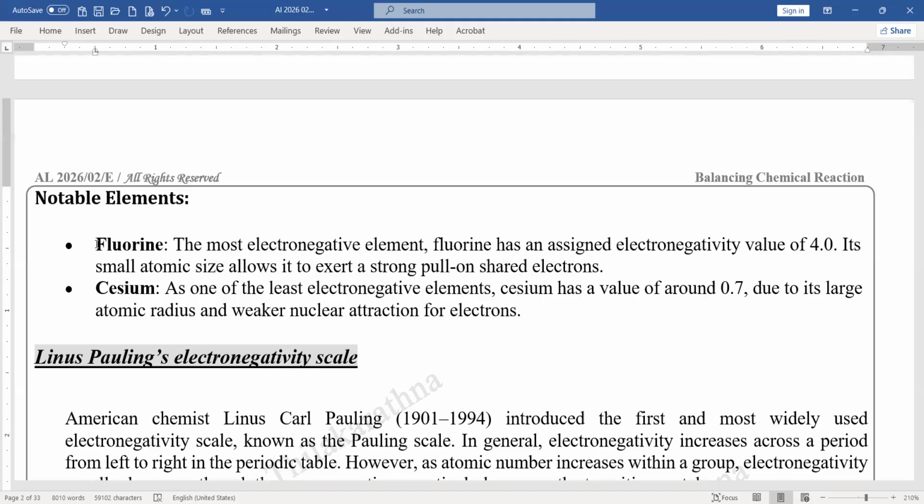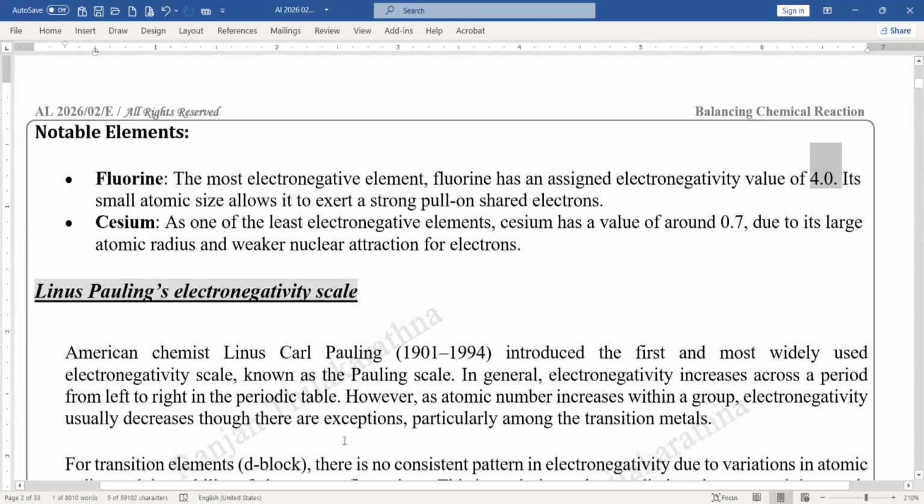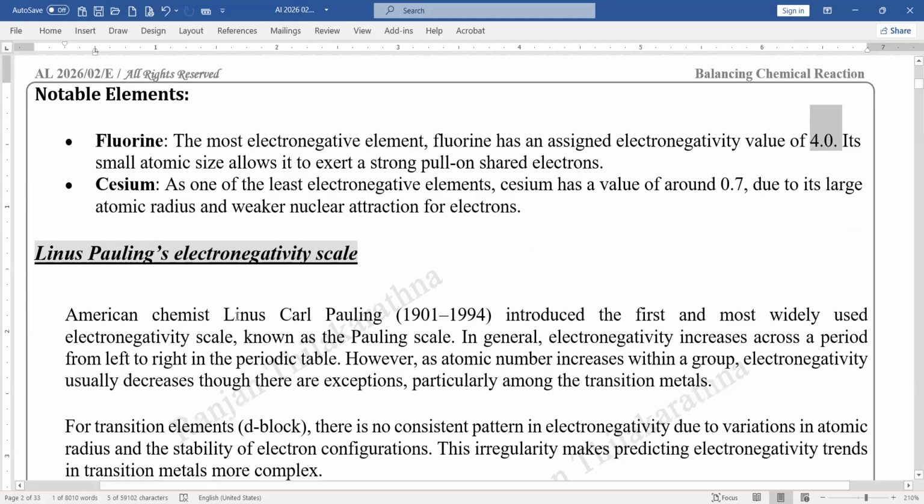Electronegativity is the attractive power of, say, just the attraction of the bond electron towards the nucleus. So fluorine has the highest electronegativity value, and it is 4. Linus Carl Pauling is the one who set this scale. Still, the Pauling scale is the widely used electronegativity scale. That is not the precise one, but anyway, we are using that as our basic electronegativity table.